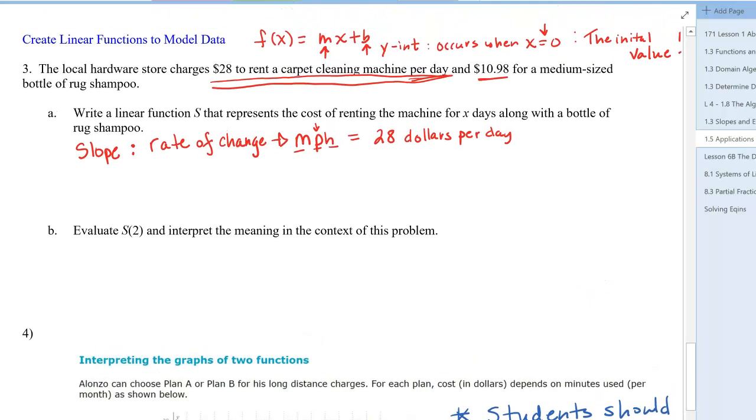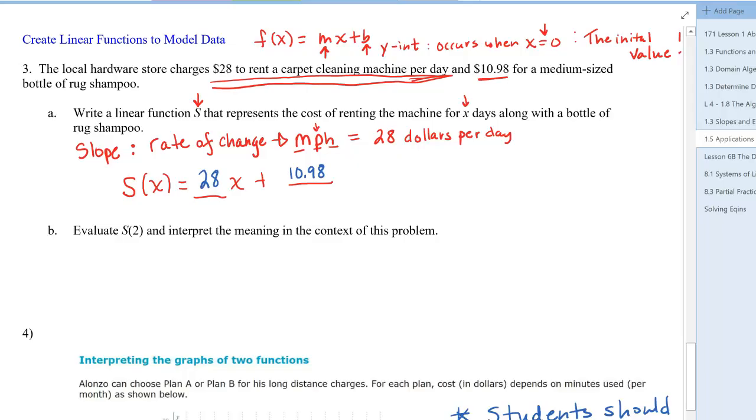So if we plug that in, and be careful in ALEKS because they do give you the letters that they want you to use. So rather than f of x, they want us to write s. So s of x is going to equal, and so our linear functions will have this template. The rate of change, remember, is 28. So that's m, that's the number that goes in front of x. And then 10.98 is our initial value, or the y-intercept.